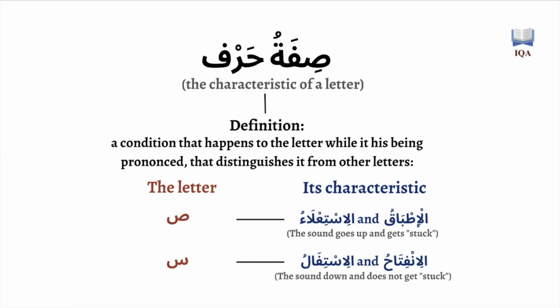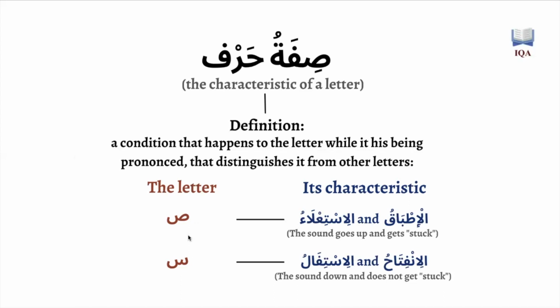What they mean by that is a specific condition that's going to happen to a letter while it's being pronounced, and that condition is going to distinguish it from other letters a lot of times. And one letter can have more than one sifa, more than one characteristic. So I'm just going to give an example here. We have two letters that many times people confuse, the Sad and the Sin. Many times people have difficulty distinguishing the difference between a Sad and a Sin.